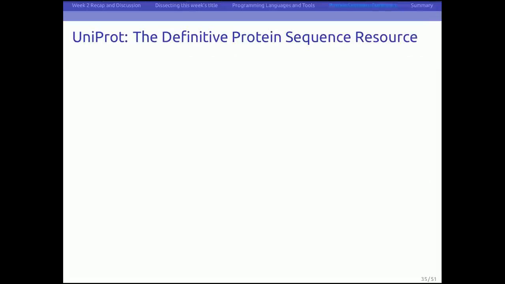Okay, let's move on to the main protein sequence database that you will probably be encountering in this class. And that's called UniProt. So you could go to UniProt and obtain these FASTA files of protein sequences, just like I've shown you in the past.